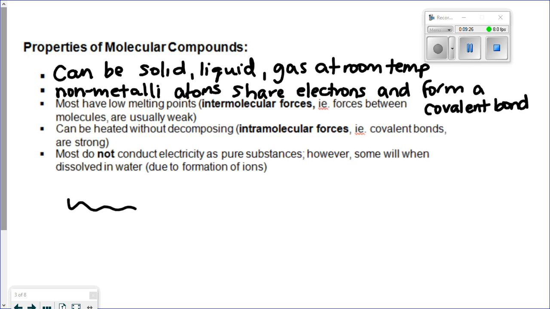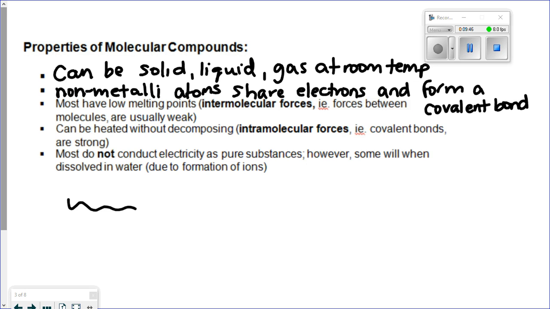So they can be heated without decomposing. The intramolecular forces within the covalent bonds are strong. That's not something you really need to know about because, again, we're not going to go into as much detail right now. Unless you go into Chem 20, you'll need to look at intermolecular versus intramolecular forces.